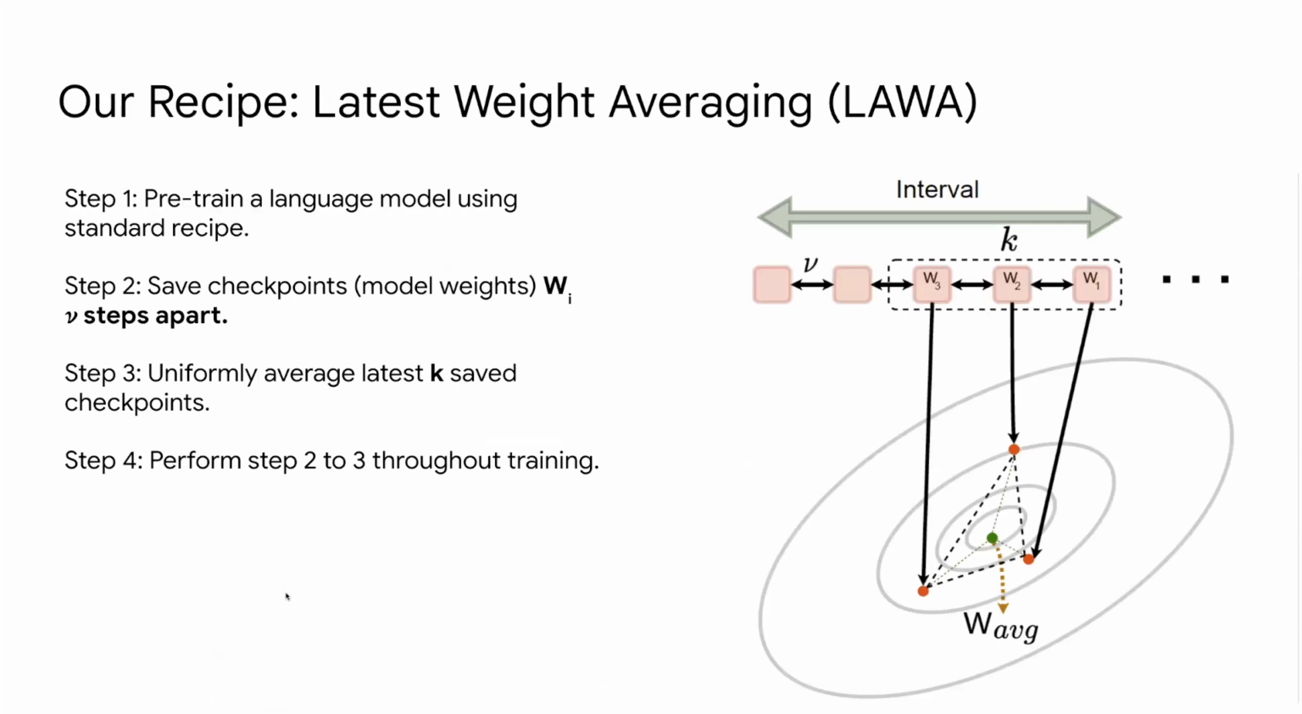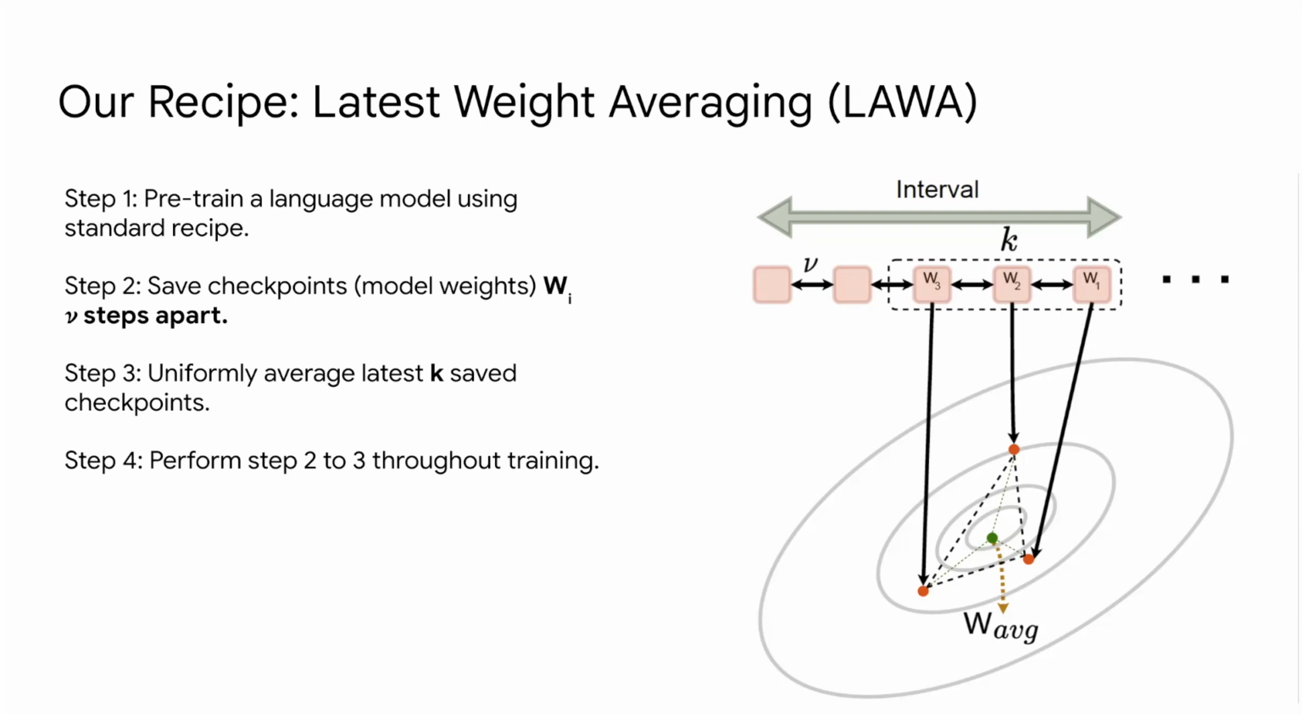Okay, so let's discuss the recipe first. What I am proposing is super straightforward, super simple. We pre-train a language model using the standard recipe, which we just discussed. Then we save checkpoints, which are model weights at a given instant i, nu steps apart. Nu steps could be like 10K or 1K, depending on how much disk space you have. We can save these checkpoints nu steps apart.